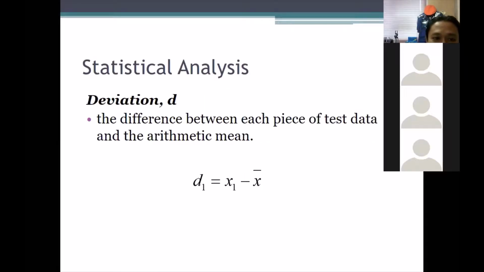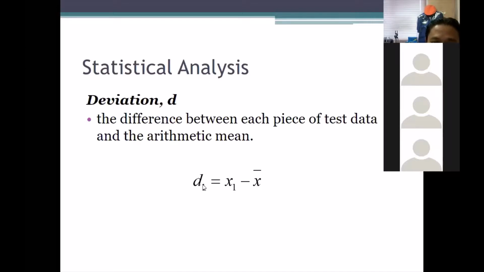Okay, deviation. Deviation is the difference between each piece of the data and the arithmetic mean. This means for data number one, it is data number one minus the average, or arithmetic mean. This one we call the deviation.